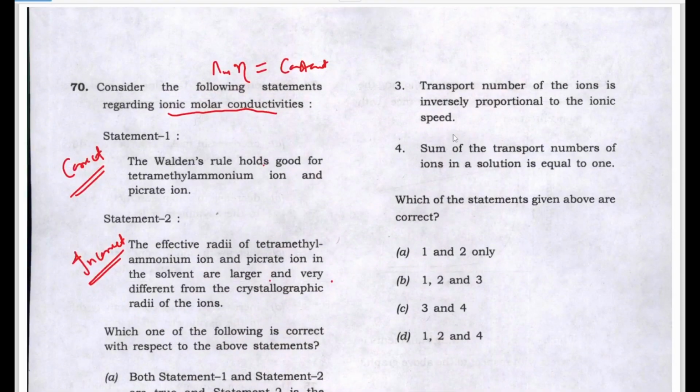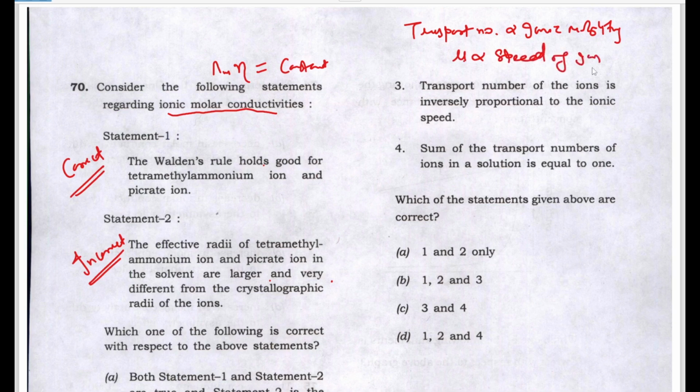In the third case, transport number of the ion is inversely proportional to the ionic speed. Since transport number is directly proportional to ionic mobility, and we know that ionic mobility, denoted by U, is directly proportional to speed of ion, ultimately transport number will also be directly proportional to speed of ion. Here they state that transport number is inversely proportional to ionic speed, so this is an incorrect statement.